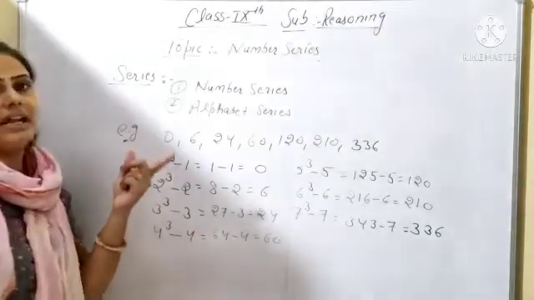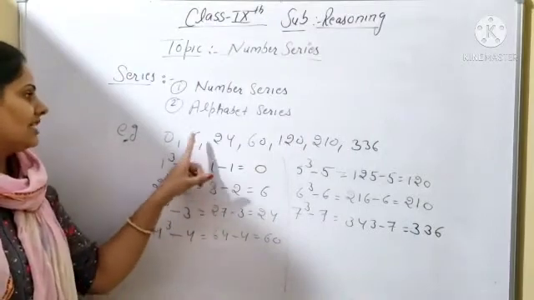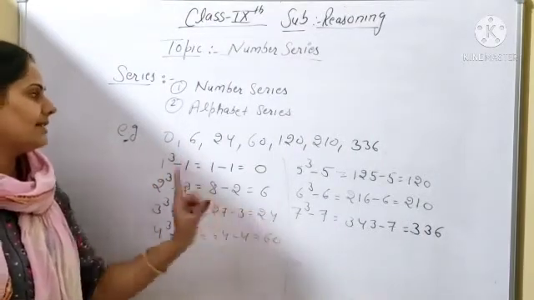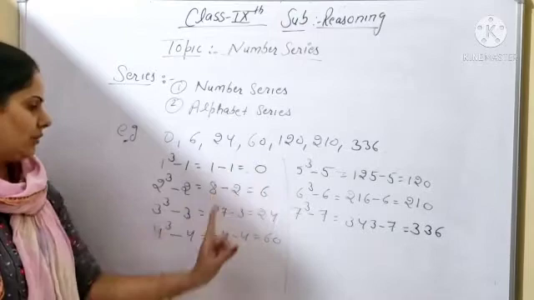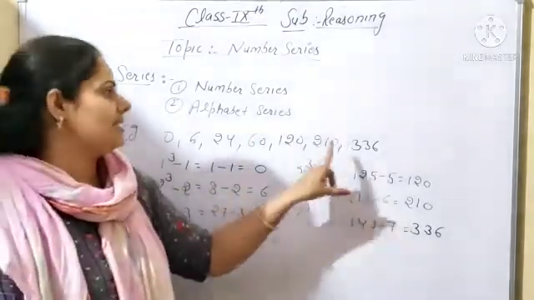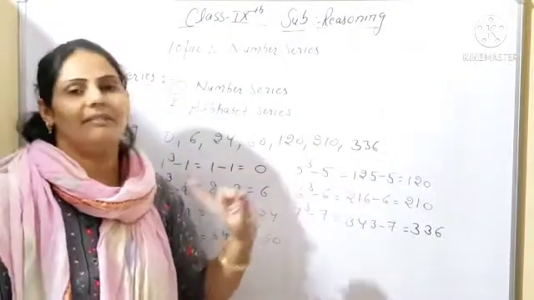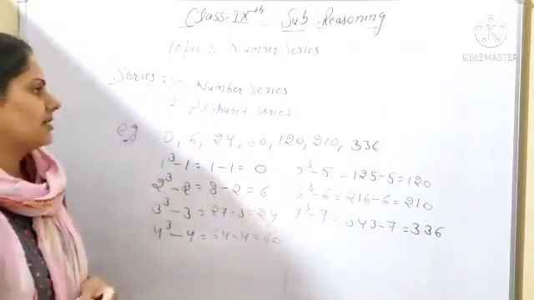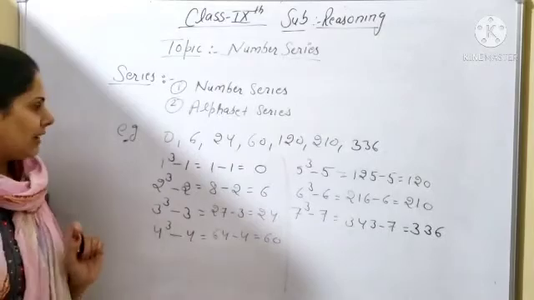So simply like that you have to recognize the pattern. First 0, how will you get? 1 cube minus 1, 0. 2 cube minus 2, you will get 6. 3 cube minus 3, you will get 24. 4 cube minus 4, 60. 5 cube minus 5, 120. 6 cube minus 6, 210. 7 cube minus 7, you will get 336. Clear? So like that you have to complete.